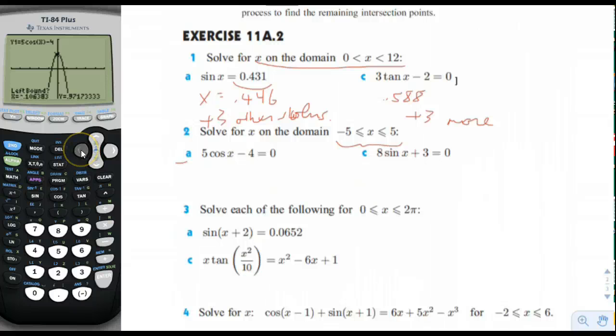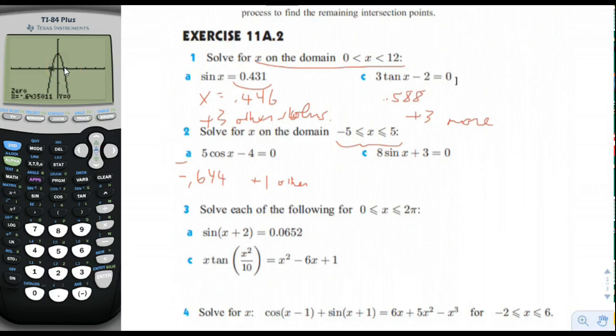And then we're going to say, okay, the left bound, we need to move it to the left side of this point, enter. And then we move it to the right side of this point, enter. And then we guess, that's fine. And there it is, negative 0.644. Plus one other. The other one's right here, right?